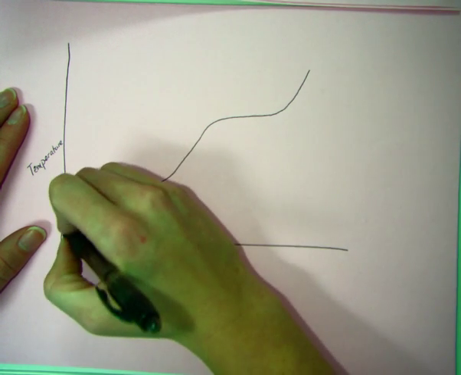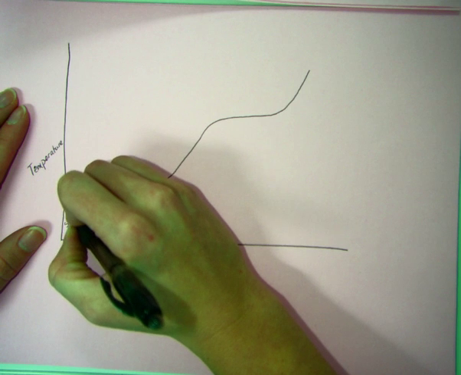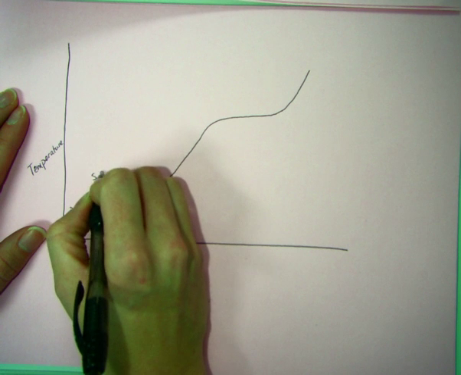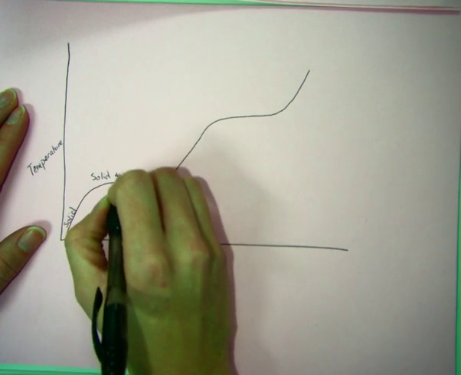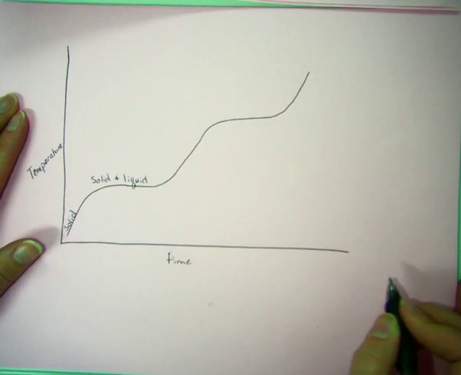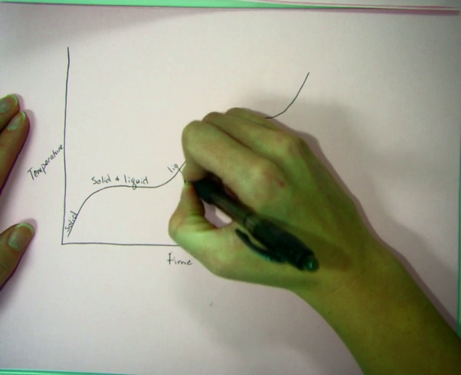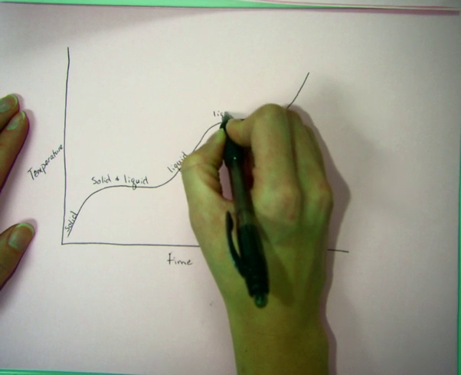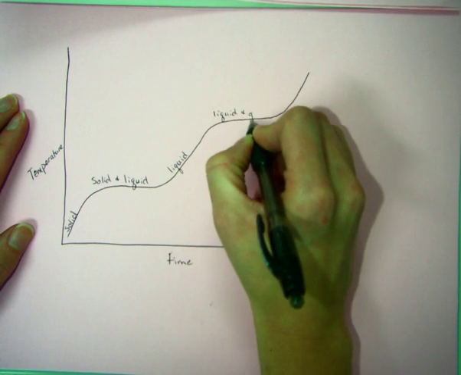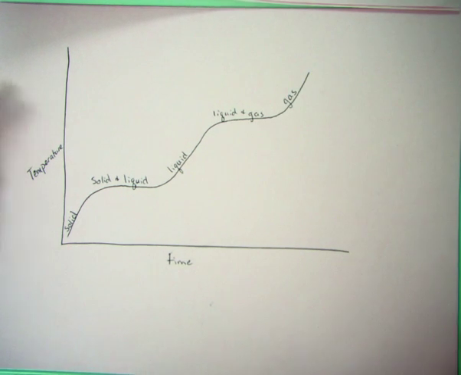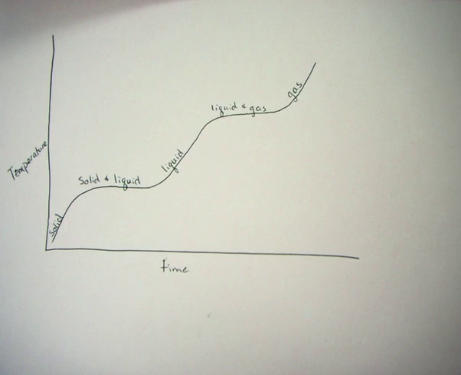So what we find here is this region is just solid. This area is solid and liquid. This area is just liquid. This area is liquid and gas. This area is just gas.